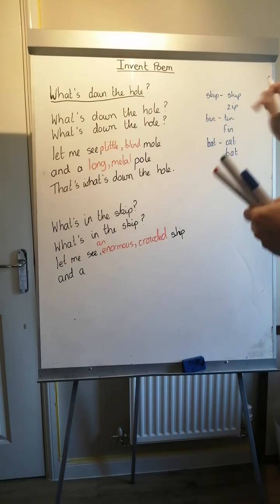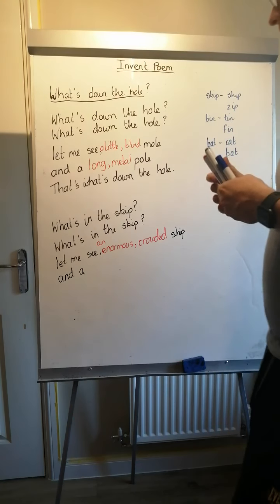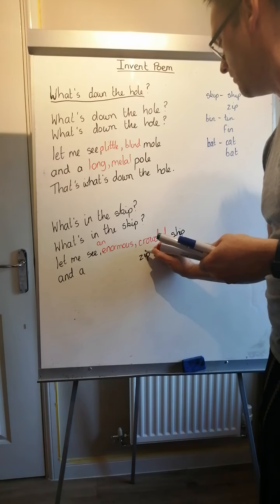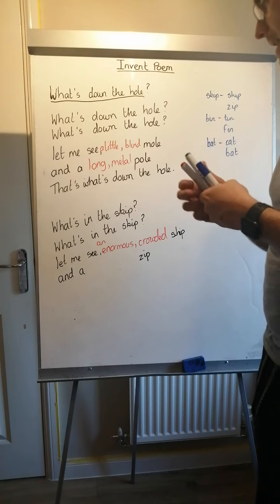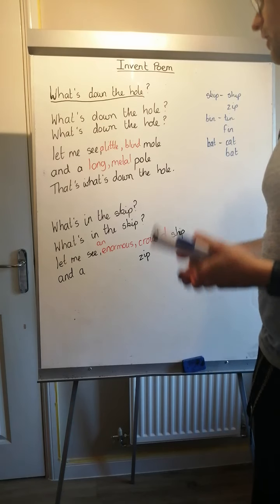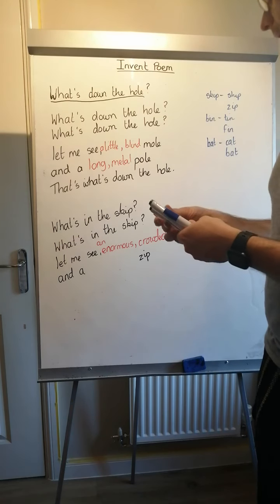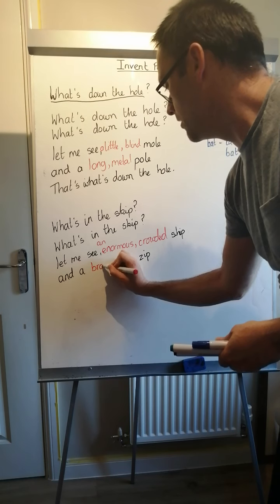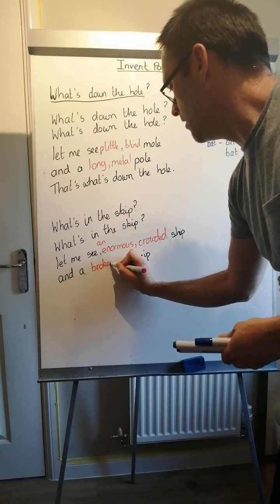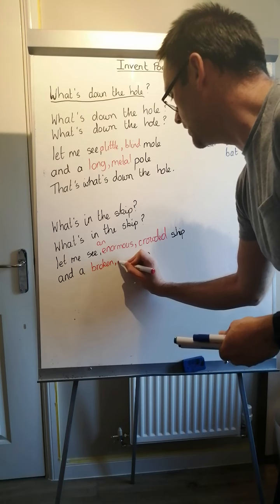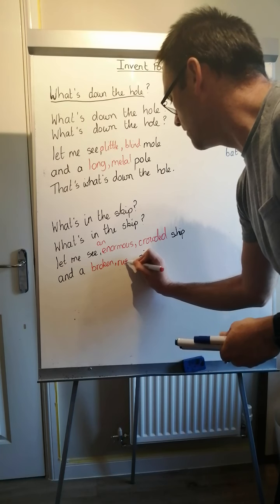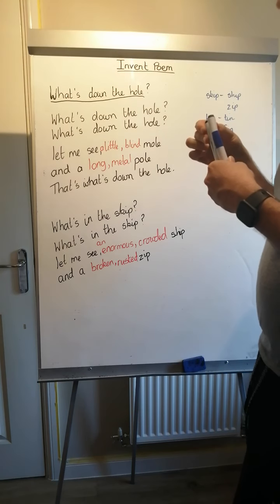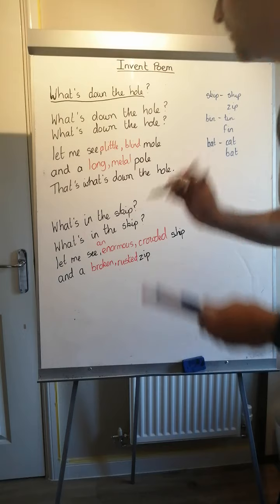Right, so I've done ship, now we've got zip, okay? And a zip. What kind of zip could it be? Well, I could have metal zip, could have trouser zip, but my zip is broken. So a broken, and why is it broken? It's broken because it's rusted. A broken, rusted zip. That's what's in the skip.